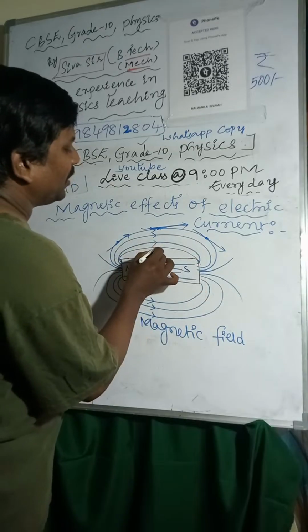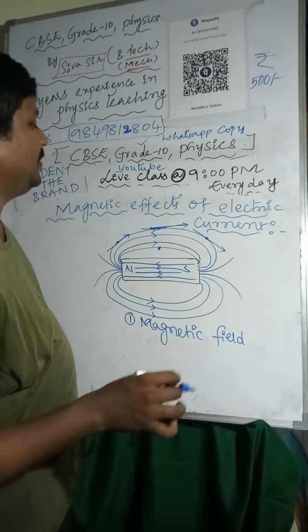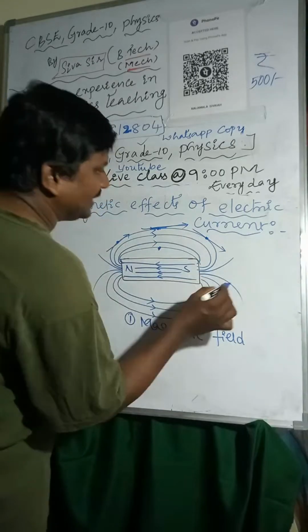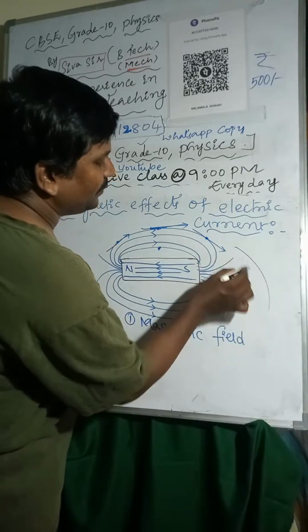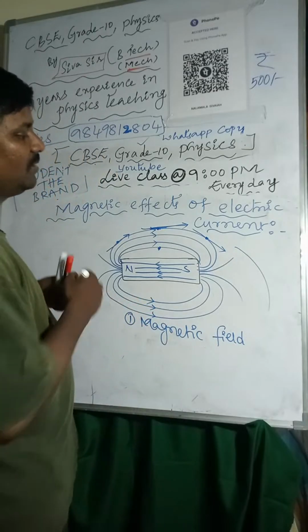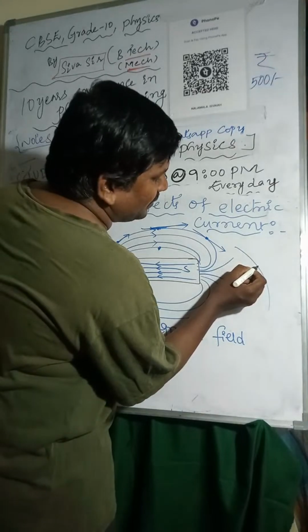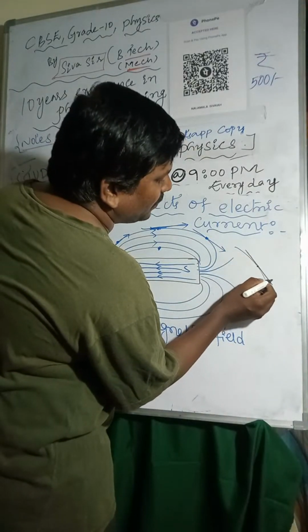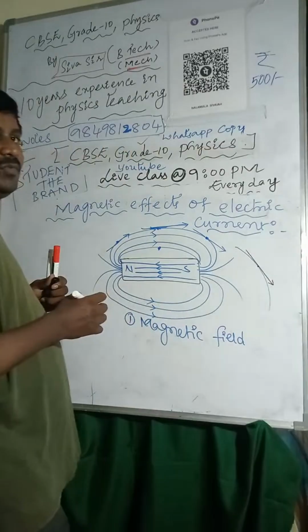At that point, the direction of the magnetic field is found by drawing the tangent to the curve. A tangent is nothing but a line that touches the curve at one point.